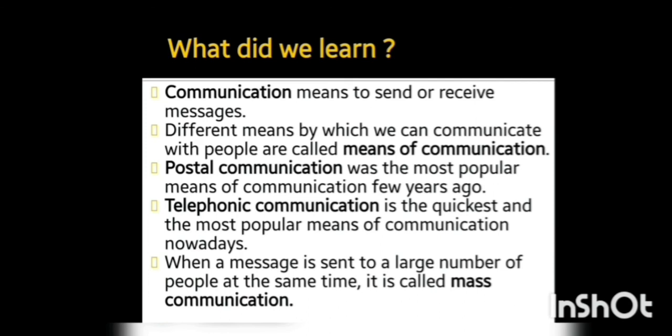Now there are three types of communication. The first one is the postal communication, which was actually the most popular means of communication few years ago. Okay. Now the second one is the telephonic communication, that is the quickest and the most popular means of communication nowadays. And the third one is the mass communication. When a message is sent to a large number of people at the same time, it is called mass communication.